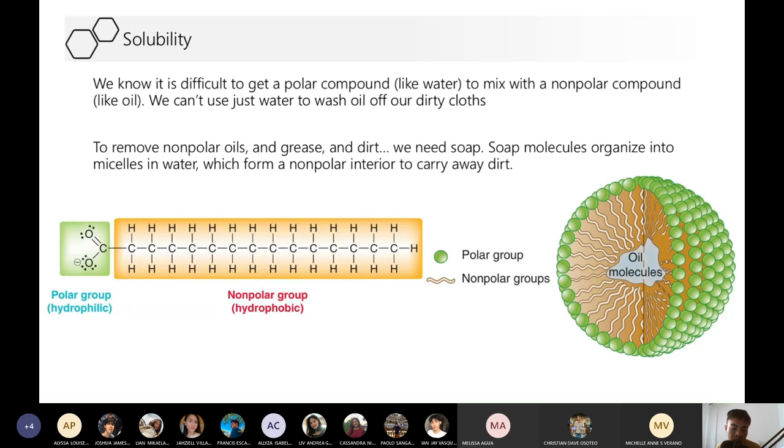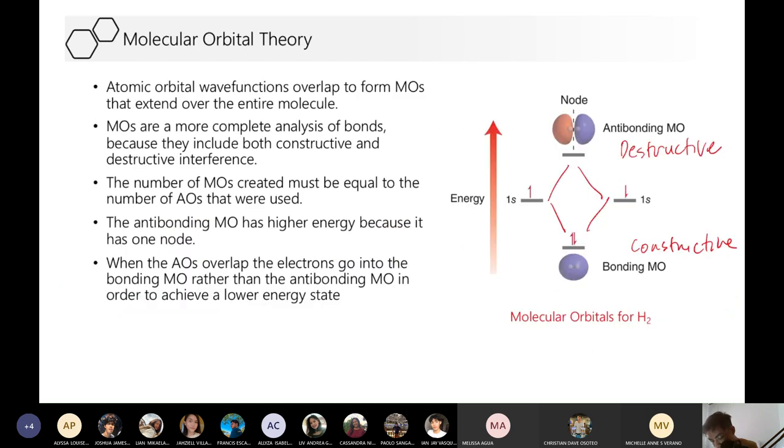And when atoms come together to form bonds, yung kanilang atomic orbitals, they create the molecular orbitals. So nagsasama yung dalawang characteristics ng atoms to create a molecular orbital. Pag nagsasama yung dalawang atomic orbitals, they form molecular orbitals. It could be either bonding or anti-bonding, constructive or destructive. If you want to create molecules, then you have to join them, automatic lower yung energy.